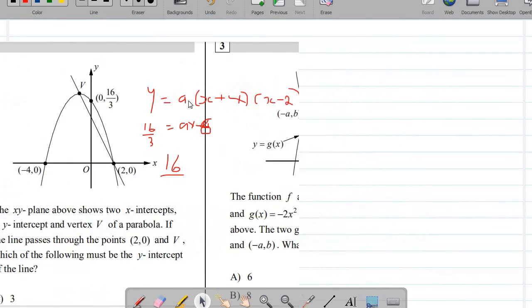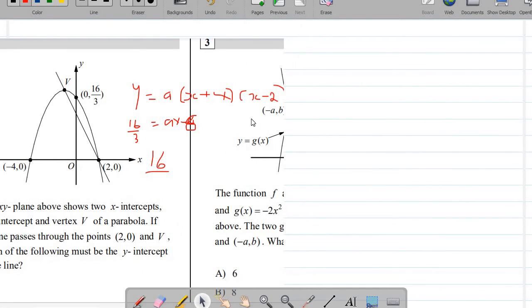Let's go. Having this in mind, we're going to solve. This is 16 over 3 times a divided by minus 8. Sorry, this is x plus 4, which is 0 plus 4, that is 4, and this is minus 2. So you have times here. You move it to the other side. You now divide it. 16 over 3 divided by 8.